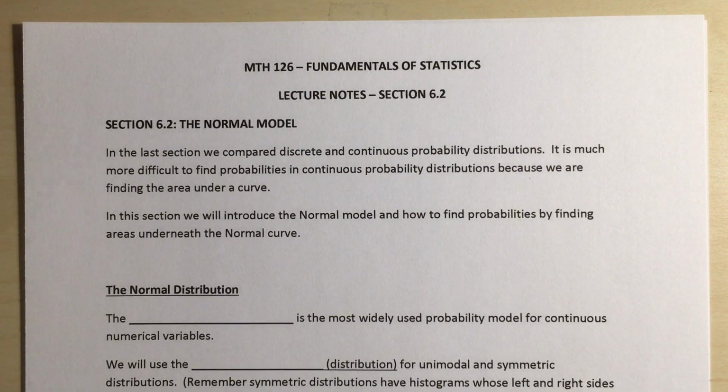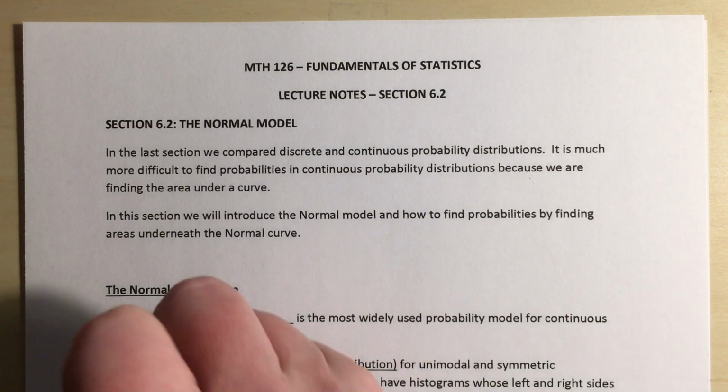Right. So in section 6.2, we are going to focus on continuous probability distributions. Section 6.2, we're going to be looking at the normal model. In the last section, we compared discrete and continuous probability distributions. It is much more difficult to find probabilities in continuous probability distributions because we are finding area under a curve. In this section, we're going to introduce and use our normal model and how to find probabilities by finding areas underneath the normal curve.